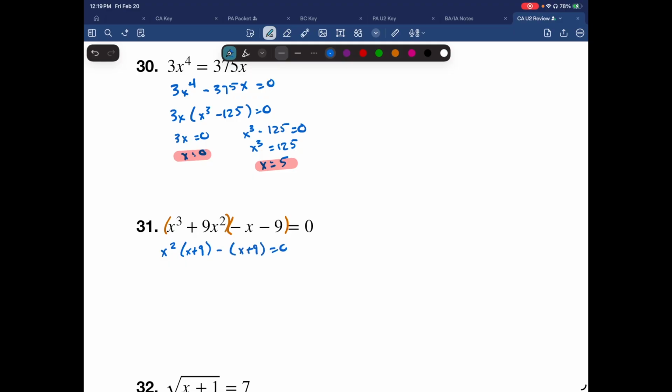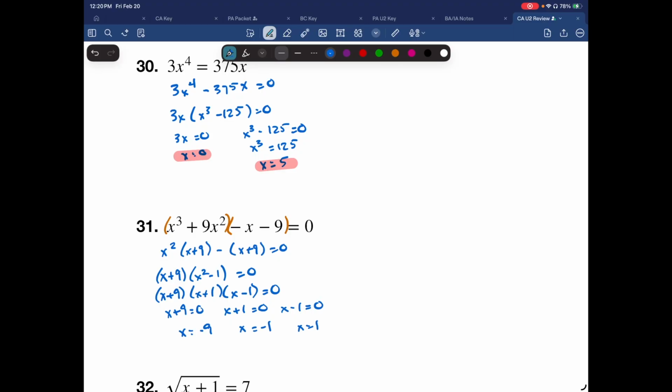All right, then both terms have an x plus 9, so I'll bring that out front and put the pieces together. That's going to be x squared minus 1. Now, x squared minus 1 is the difference of two squares, so it's going to be (x plus 9)(x plus 1)(x minus 1) equals 0. So I set each of these equal to 0. x plus 9 equals 0, x plus 1 equals 0, x minus 1 equals 0. And you'll find that this is going to be x equals negative 9, x equals negative 1, x equals positive 1. And those are your solutions for number 31.